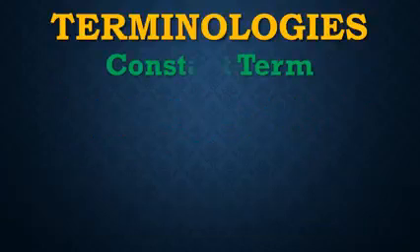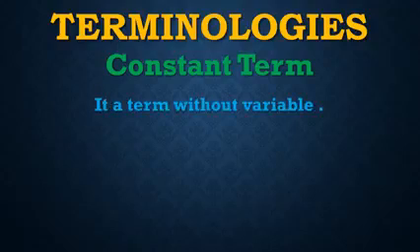So, ano nga ba yung constant term? By definition, it is a term without variable. So, ibig sabihin, pure number lang siya. Okay? Ito yung term na makikita sa algebraic expression na pure number na walang kasamang any letters. Okay? Number without any letters.